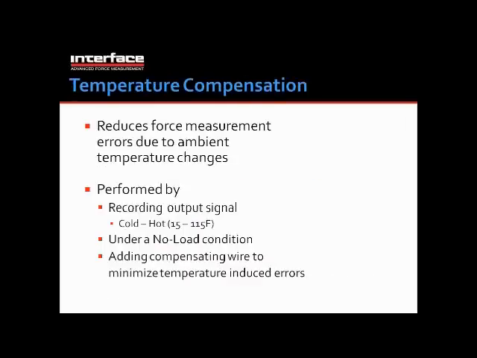Now let's talk a little bit about temperature compensation. It's another procedure that we perform on every load cell that reduces force measurement errors due to ambient temperature changes. And how is it performed? It is performed by recording the output signal at a cold and a hot temperature, basically a temperature lower than room temperature and a second temperature that is higher than room temperature. In this case, between 15 and 115 degrees Fahrenheit.